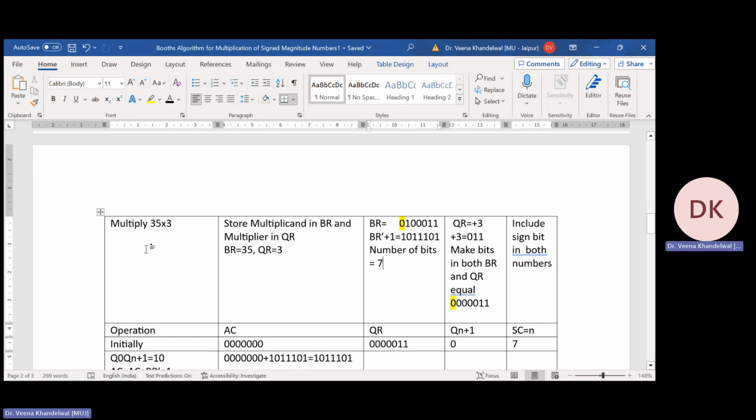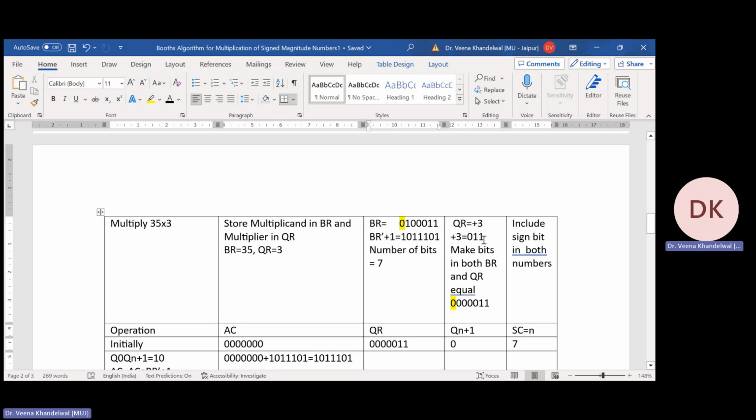Here the two numbers are 35 and 3. So BR is 35 and QR is 3. First of all, we take the binary code of BR and add the sign bit. Here 0 is the sign bit. So the total number of bits for representing BR is 7. Another number is 3. The code of 3 is 011 if we use the sign bit.